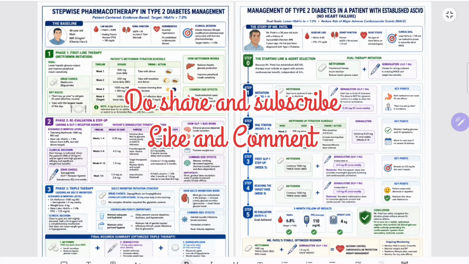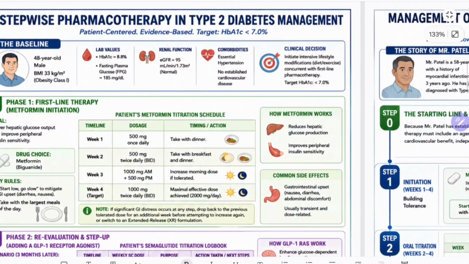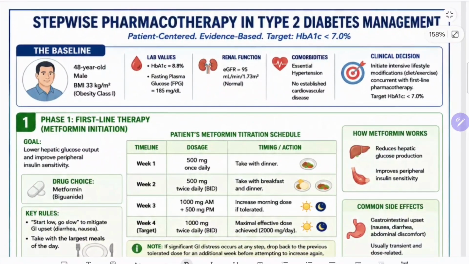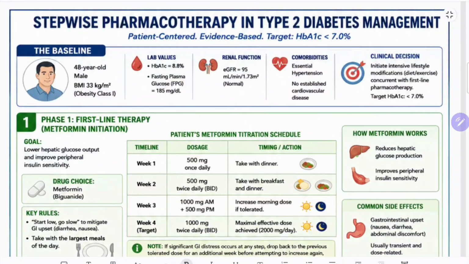So let us discuss some practical examples and how to manage a case of type 2 diabetes mellitus in different conditions. So let's begin with the name of Almighty. So case number 1. A case of type 2 diabetes mellitus with no comorbidities, a baseline case.